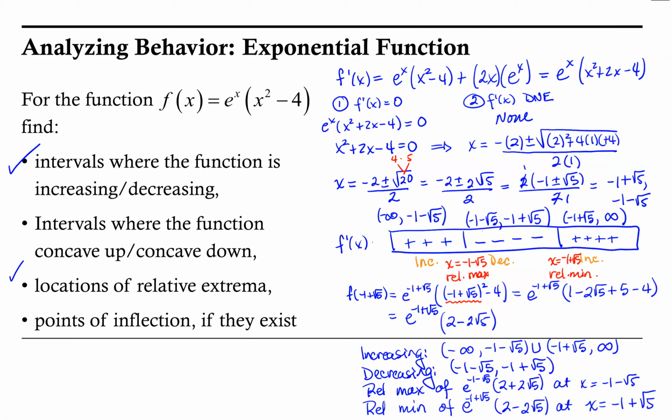So we've found the intervals for increasing and decreasing behavior and the locations of relative extrema. So now we need to move on and identify where the function is concave up and or down, and any points of inflection. We will be relying on our knowledge of the first derivative to help us with this.